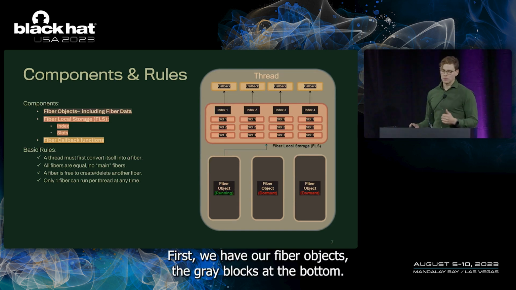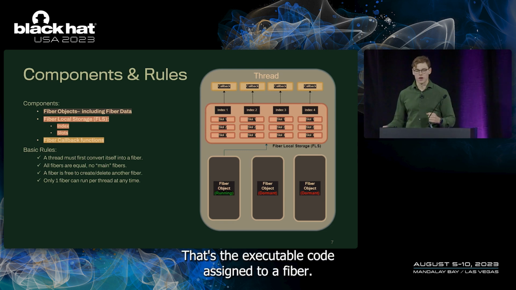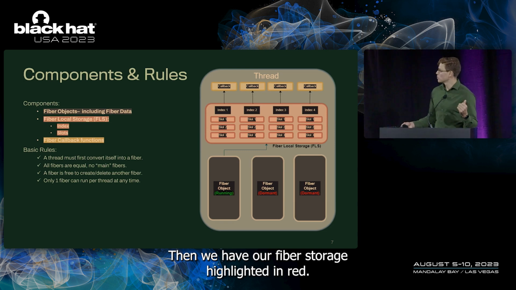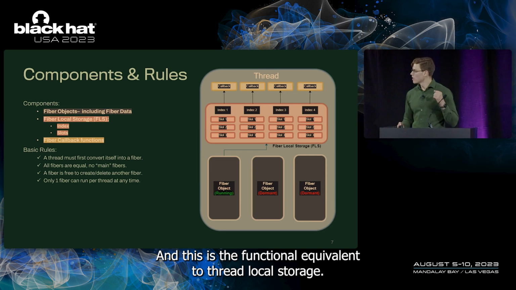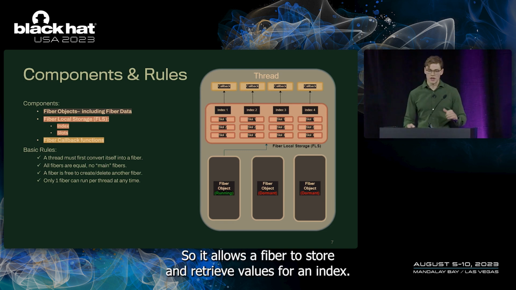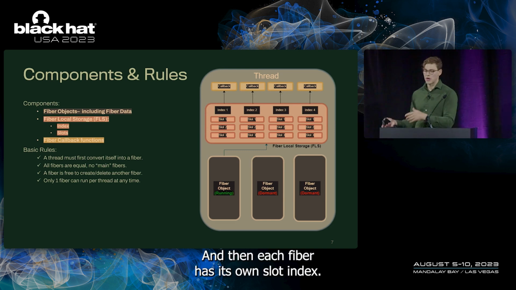First, we have our fiber object, the gray blocks at the bottom. They contain our fiber data. That's the executable code assigned to a fiber. Then we have our fiber local storage, highlighted in red. And this is the functional equivalent to thread local storage. So it allows a fiber to store and retrieve values via an index. And then each fiber has its own slot per index.